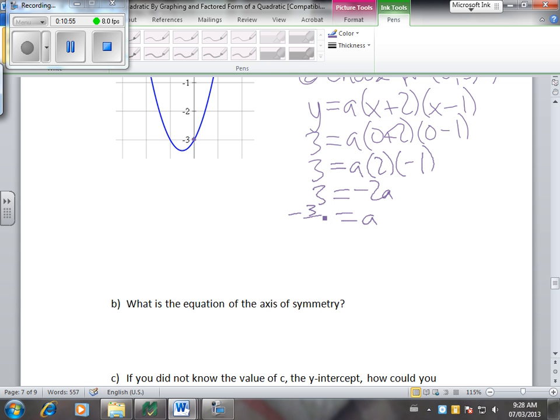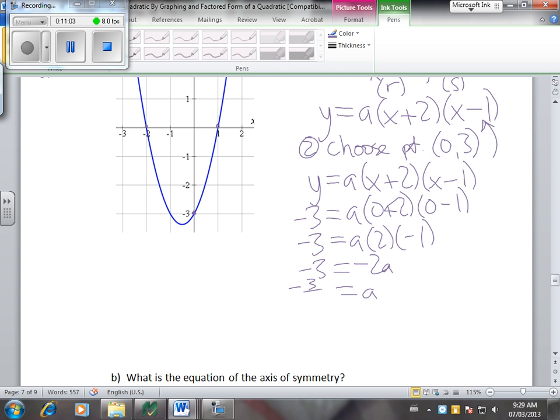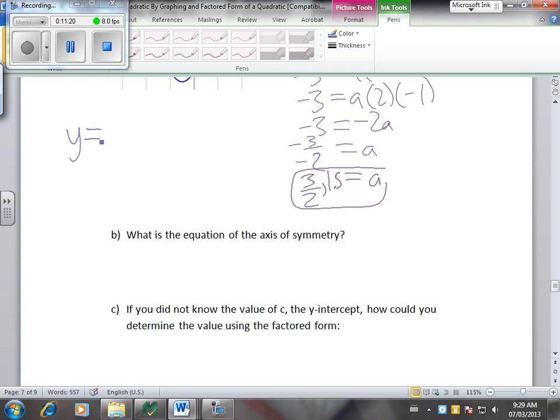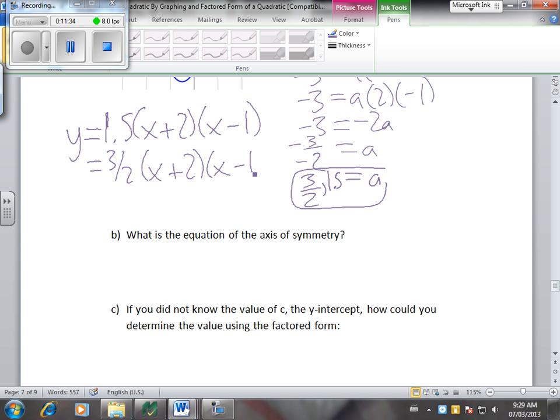Oh, and sorry, this will all be negative because our point is negative. Negative 3 divided by negative 2. So my a will be 3 over 2 or 1.5, however you want to say that. So then to write my factored form, I'll have y equals 1.5(x plus 2)(x minus 1), or 3 over 2 (x plus 2)(x minus 1).